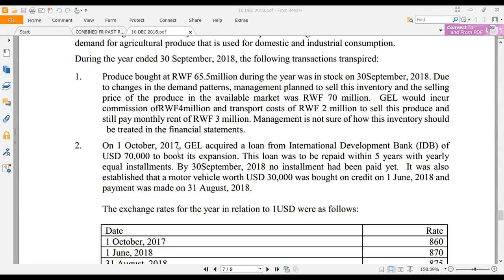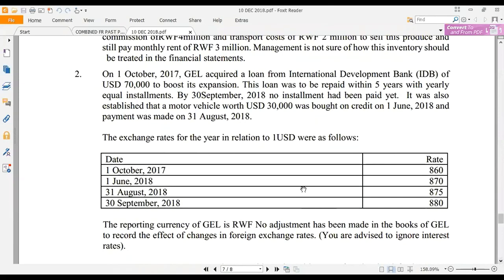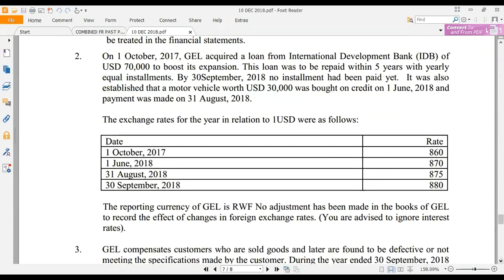On 1st October, the beginning of the year, GEL acquired a loan from International Development Bank of USD 70,000 to boost its expansion. This loan was to be repaid within 5 years with yearly equal installments. By 30th September, the end of the year, no installment had been paid. It was also established that a motor vehicle worth 30,000 was bought on credit. This is IFRS 9 and IFRS 7, financial instruments, but there is also borrowing cost in it, IAS 23.